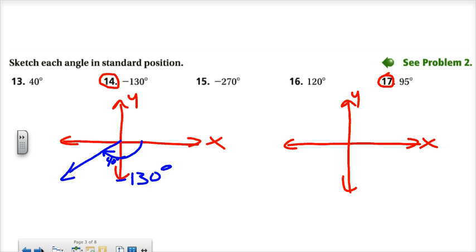Number 17, just graphing 95 degrees. Again, thinking, hey, that's positive, so this time I need to go counterclockwise. So I'm going to have to go 90, and then I'm going to have to go another 5 degrees. And I'm just going to try and squish that number in there to show that that was 5 degrees. And that is 95. Now the arrow that you see in this position, that is very important because that gives direction to your angle. So don't forget to put those angles in there.